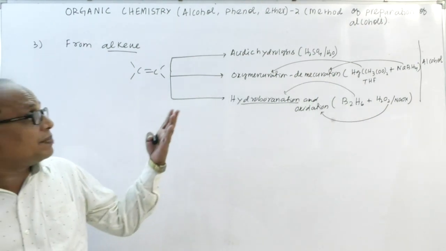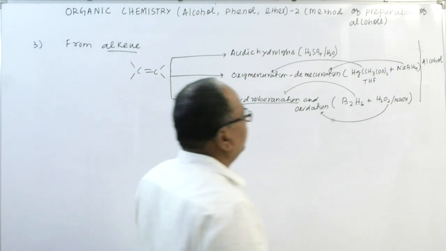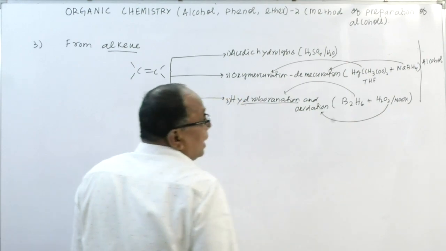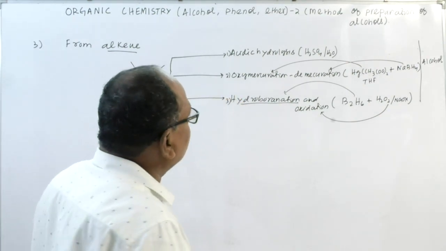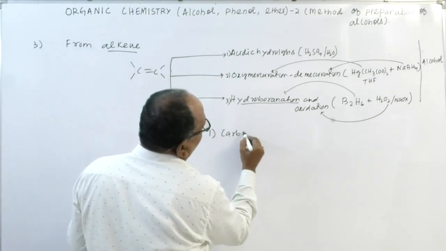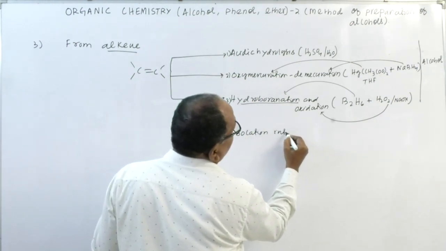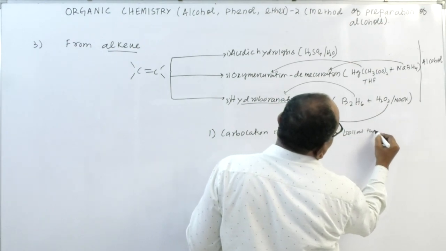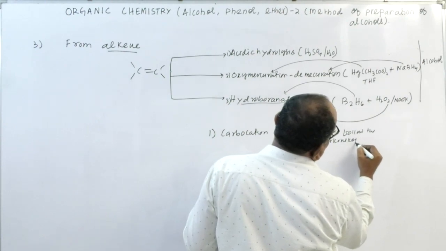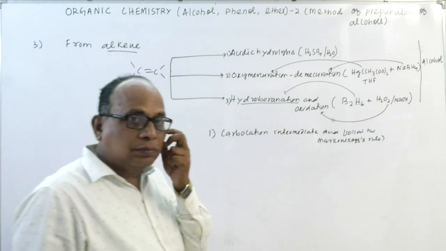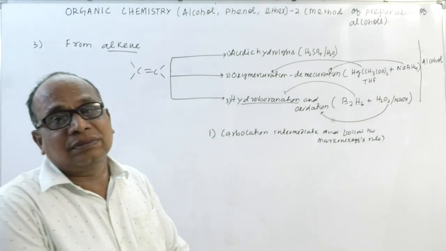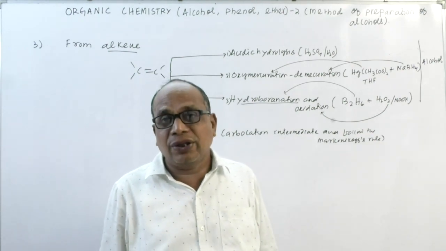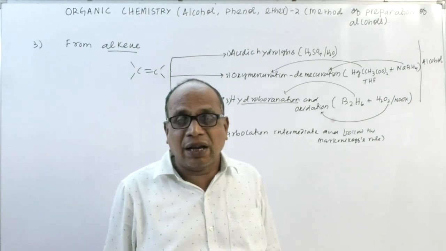So what is the difference between these three processes? This is your first process, this is your second method, this is your third method. In the first process, it goes through a carbocation intermediate and follows Markovnikov's rule. That means the OH group goes to the double bonded carbon atom of the alkene which possesses fewer hydrogen atoms. This is applicable to unsymmetrical alkenes.